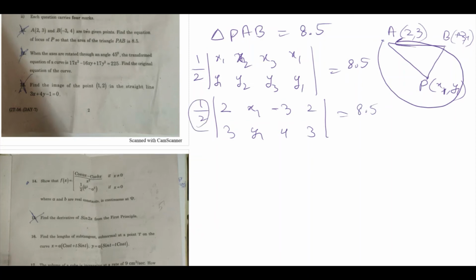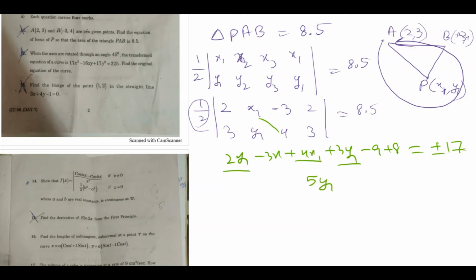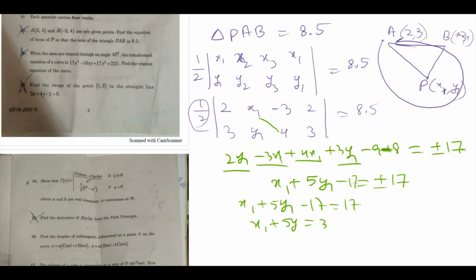So expanding this determinant, 2y1 minus 3x1 plus 4x1 minus of minus is plus 3y1 minus 9 plus 8 equals, if I remove this modulus, I'll get plus or minus 17 here. 2y1 plus 3y1 is 5y1. 4x1 minus 3x1 is x1. x1 plus 5y1 minus 1 equals plus or minus 17. This is minus 9 minus 8, so it's minus 17. If x1 plus 5y1 minus 17 equals plus 17, I'll get x1 plus 5y1 equals 34. Or x1 plus 5y1 equals 0.